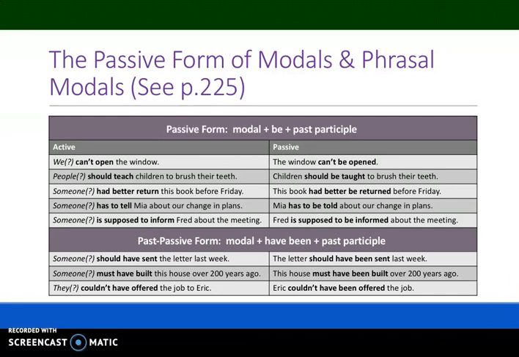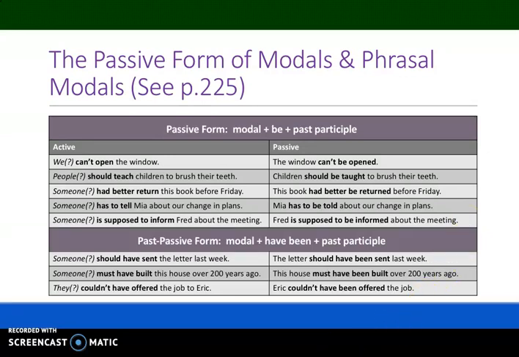Here's a chart of the passive form of modals. So the basic idea here is that we have the modal and the be verb and then the past participle form of the verb. So the modal could be one word or it could be a phrasal modal, but that will come first. So for example, can't be opened, should be taught, had better be returned, has to be told, is supposed to be informed. These are the passive forms.